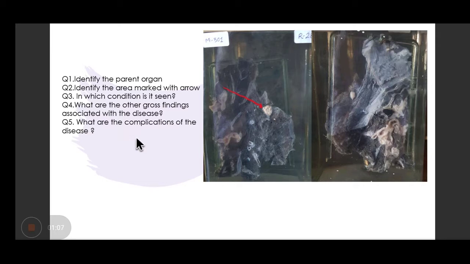After Ghon's complex and focus are asked, then they can ask you the complications of this disease that you already know. TB has been covered multiple times. So first thing, describe the parent organ. Next is describe the pathology. Then Ghon's focus, Ghon's complex, and then complications of the disease. These things will be asked in TB lung specimen. Then the microscopy.